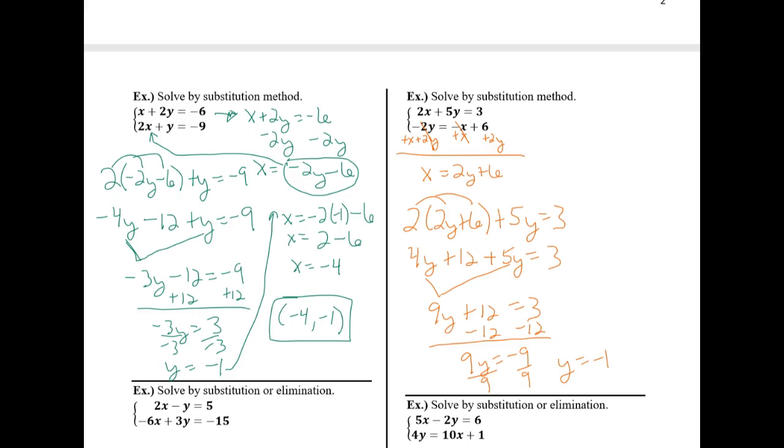Now, I need to also plug this back into my x equation up here to find x now. So x equals 2, y is -1 plus 6. 2 times -1 is -2 plus 6. So x equals positive 4. I end up with the solution, positive 4, -1. And there you go.